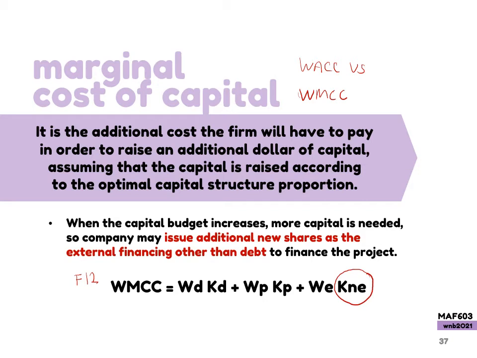Sebab remember sekarang retained earning tak cukup, we need to issue external common equity. So kat sini you dah tak boleh nak guna KE untuk cari WACC, yang kat sini kita darab WE darab dengan KE. So yeah, this one is WACC. Untuk WMCC, we need to multiply with KNE, the cost of external common equity. So ini yang membezakan WACC dengan WMCC. Kita akan ambil cost of capital for external common equity, KNE.